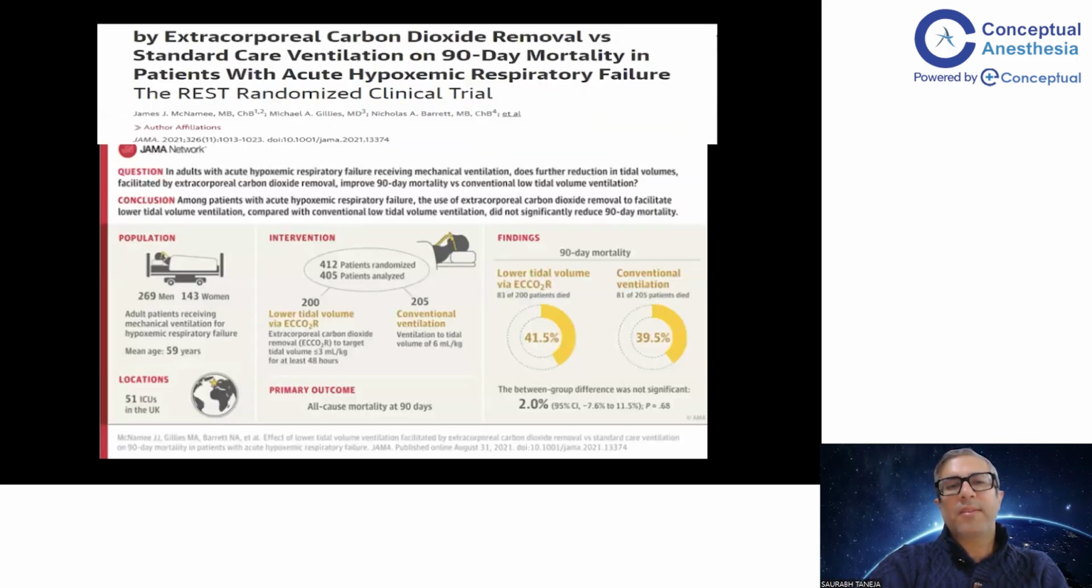Then this randomized control trial was done in 2021. It was published in JAMA. They concluded that amongst patients with acute hypoxemic respiratory failure, the use of extracorporeal carbon dioxide removal to facilitate lower tidal volume ventilation was feasible, but it did not reduce 90-day mortality. So no mortality benefit was found with extracorporeal CO2 removal, although physiologically it has been proven that it can be used.